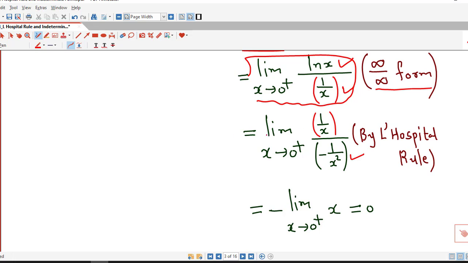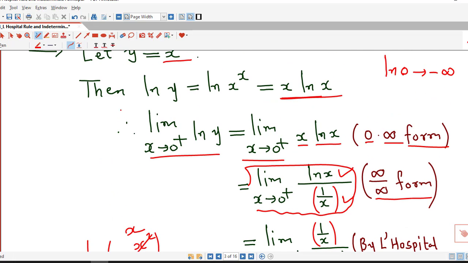And if we simplify, this is nothing but 1 by x and minus x square by 1. So x will cancel out. We are left with 1 by x and a negative sign, and limit of x as x approaches 0 is 0.